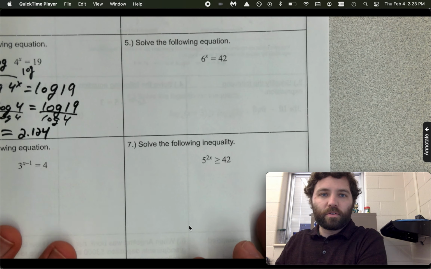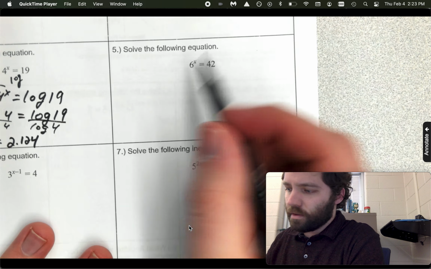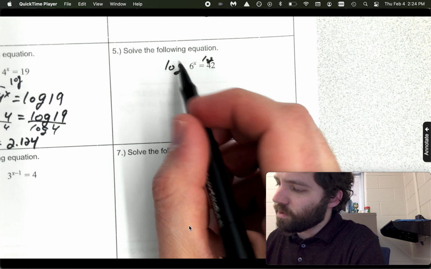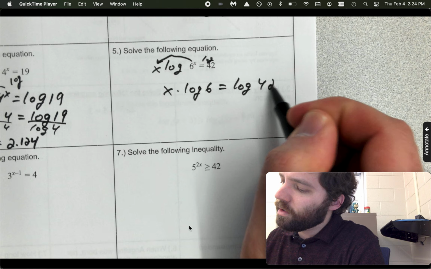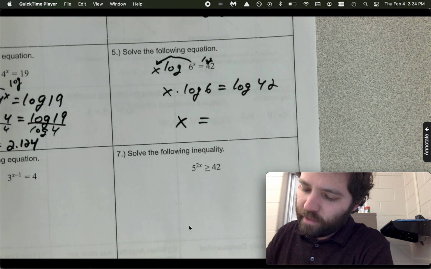Do the same thing over here. I'll do that real quick. You might want to pause the video and give it a try. I'm just going to run through it real quick so you get the answer. So it'll be log of 6, with the x out in front. So I get x times log 6 equals log of 42. Divide both sides by log 6, and you should get log of 42 divided by log of 6, and you get 2.086.